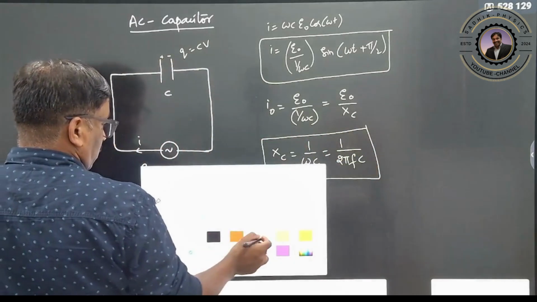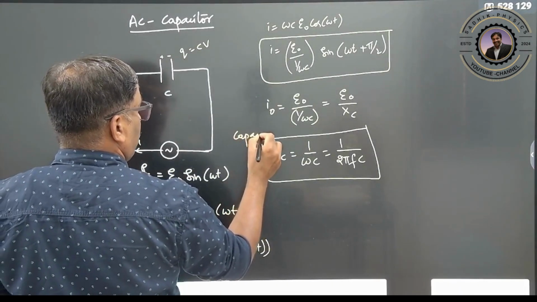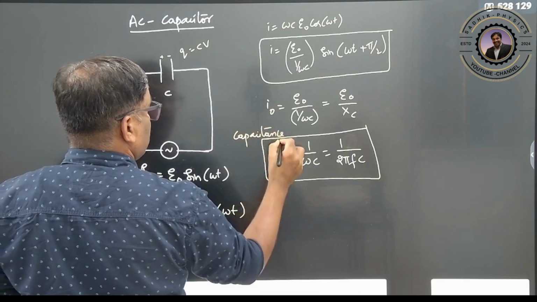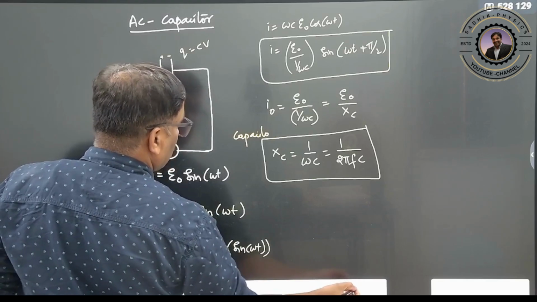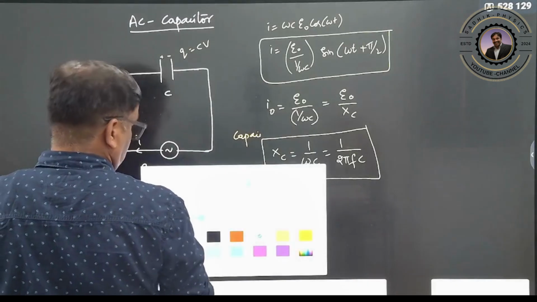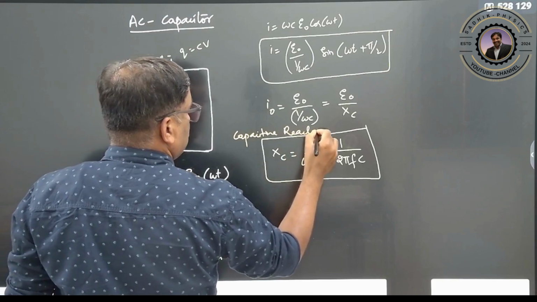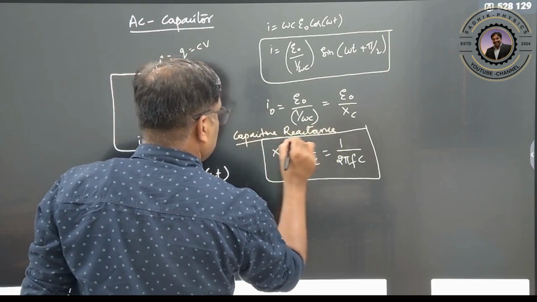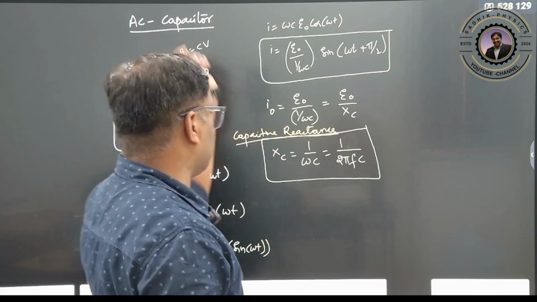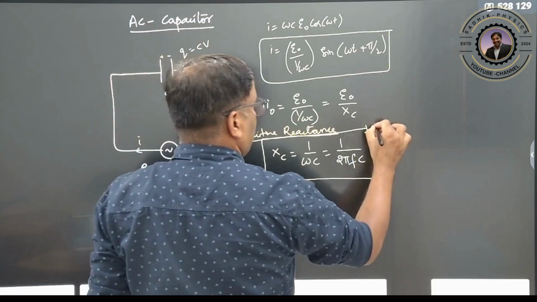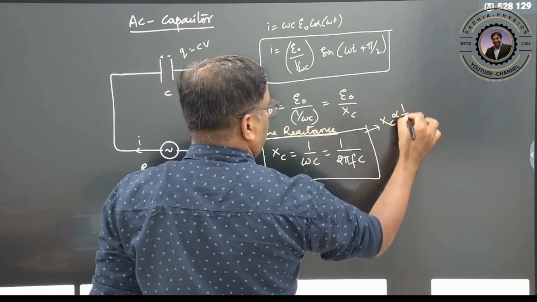So what can you call this now? This is nothing but a capacitive reactance. Why? Because it depends on the frequency. As the frequency changes, it also changes. Therefore, here you can rewrite it as: capacitive reactance is inversely proportional to the frequency.